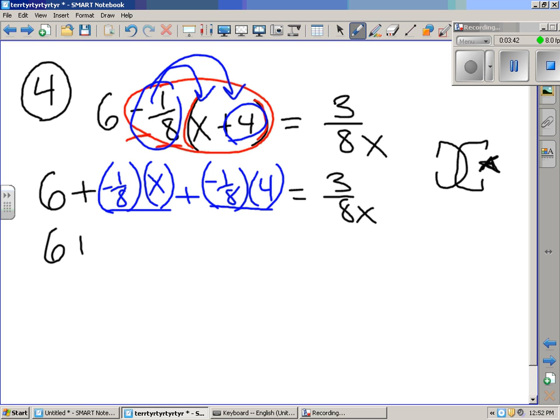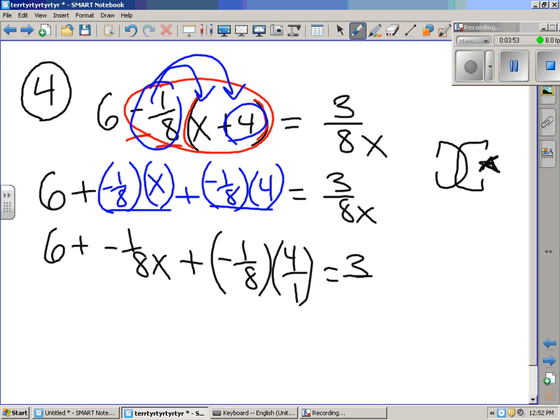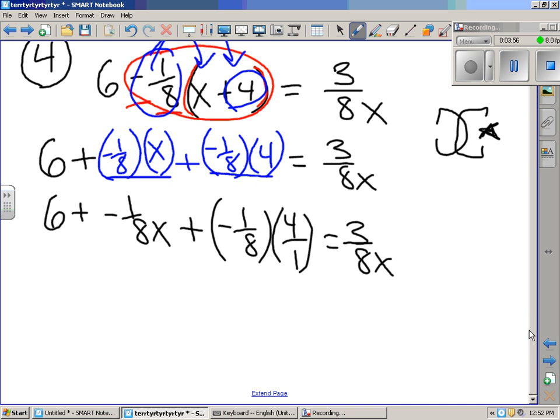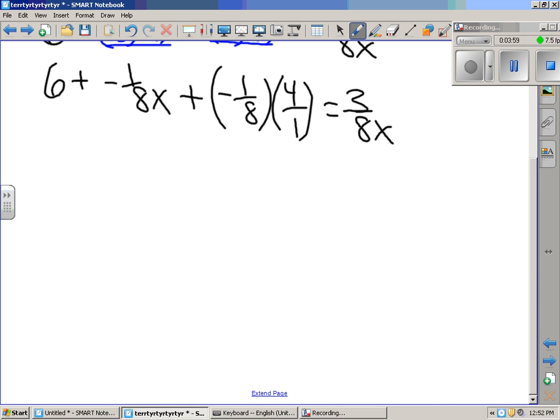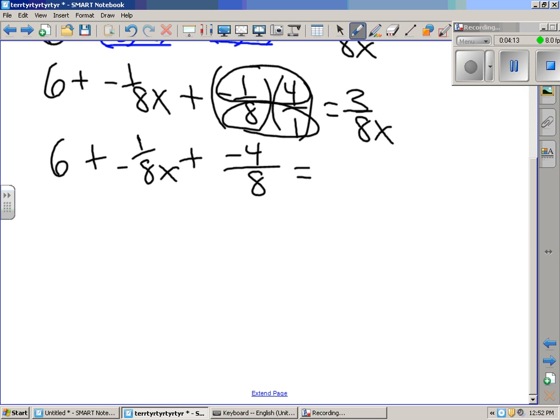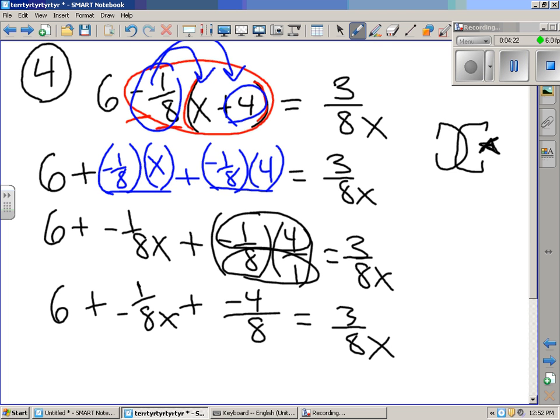And we get 6 plus a negative 1/8 x plus, and let's go ahead and multiply this, negative 1/8 times, and we're going to write this as a fraction. Continuing to simplify, we take 6, we add the negative 1/8 x, and then we multiply across. So negative 1 times 4, we get negative 4. 8 times 1, we get 8. So now you can see that we've completed the distributive property.